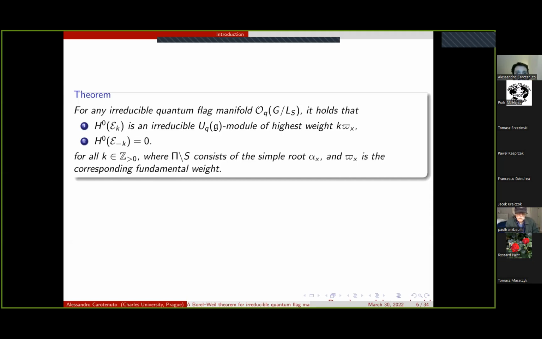And as you see, we can give a concrete geometric realization of the representations of the quantum group of the Lie group, of the quantum group U_q(g). Yeah, as I said, we need to introduce some preliminary material in order to understand the statement of this theorem and how to prove it.